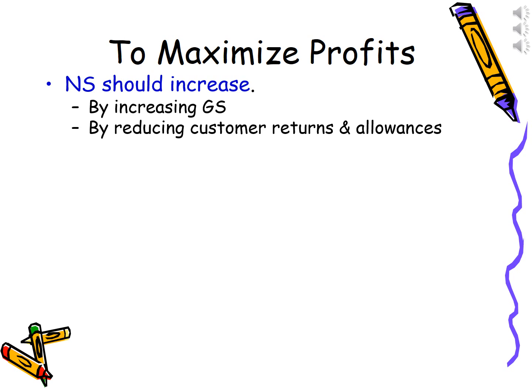Then what should we do about net sales? Of course, we would like to maximize net sales as much as possible because net sales is a positive factor on profit. For us to increase net sales, we know that there are two elements of net sales: gross sales and customer returns and allowances. And we will have to increase gross sales and try to reduce our customer returns and allowances. That way we can increase net sales.